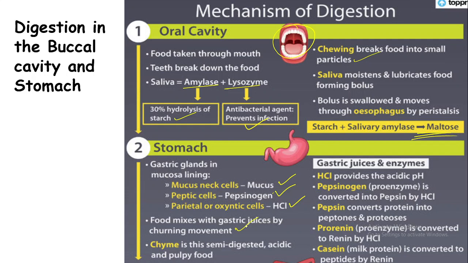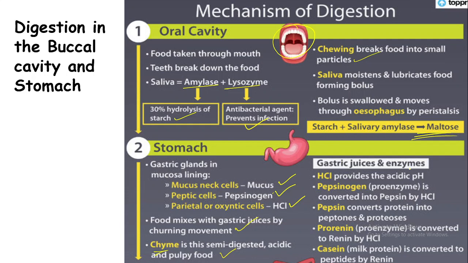Churning is continuous mixing, like when you're mixing something with a spoon in a large vessel, when the contents are really thick and you're putting energy to mix that. That is called churning, or stirring rather. Continuous up and down movement is also called churning. So chyme is what is formed. It is a semi-digested, acidic and pulpy food. The semi-solid bolus is formed into semi-liquid chyme. It is mostly pronounced as chyme.